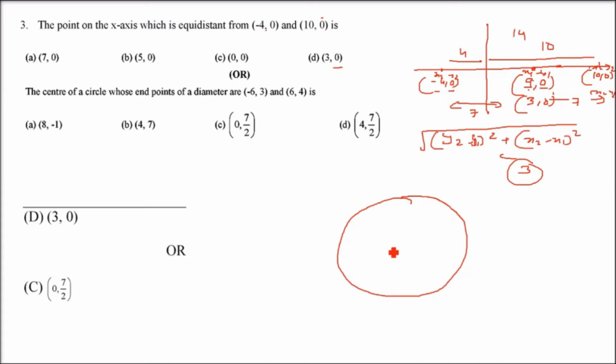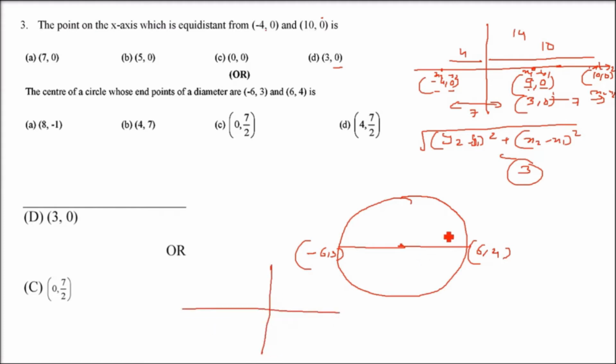You can use the formula. You have the center of the circle, the endpoints are given, and you know that for the ends of the diameter, the center is the midpoint of these 2 points. So you can use the midpoint formula here directly: (-6 + 6)/2 and (3 + 4)/2. This is what you do.